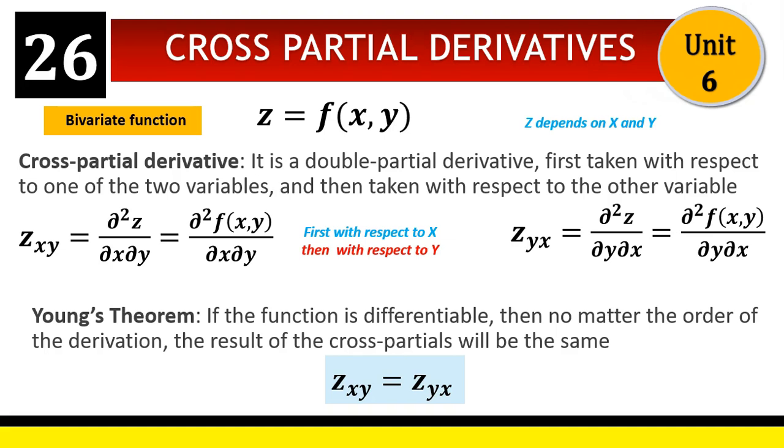Let's continue with the bivariate function z, which is a function of x and y. The cross partial derivative is a double partial derivative, in which first we take the partial derivative with respect to one of the two variables, either x or y, and then taken with respect to the other variable. For example, in the case of zxy, this means that first we will take the derivative with respect to x and then with respect to y.